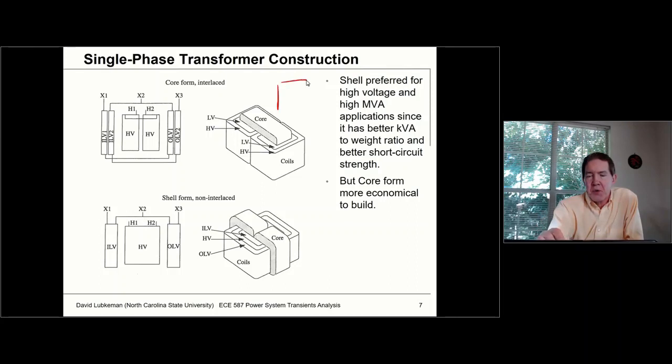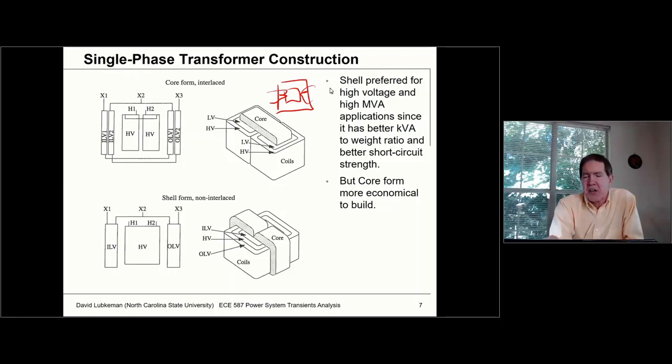So core form, if I had an iron core that's square, and I'm going to have a set of windings around the core itself, as shown here, then this is basically what we call the core construction. And your less expensive transformers typically would have this sort of construction.